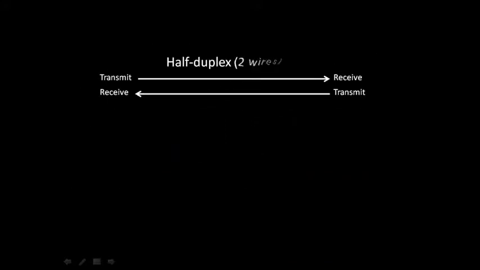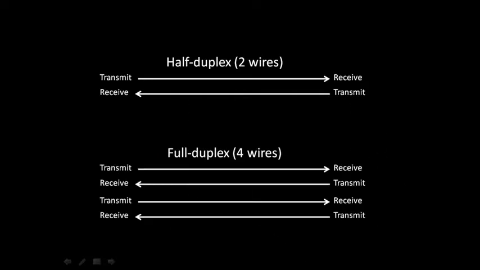In this example, we can see half duplex, where when two hosts are communicating, they must share transmit and receive lines. In the next example, we can see full duplex, or 4 wires. In this case, each host can have its own transmit and its own receive.